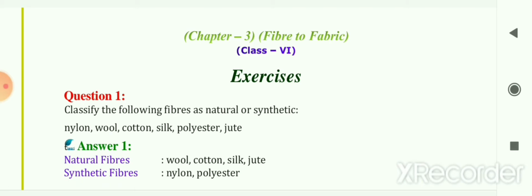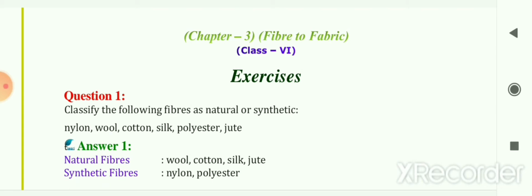Then we had seen knitting. In knitting, a single yarn is used to make a piece of fabric. Socks and sweaters are generally made of knitted fabrics. Knitting is done by hands and on machines also.